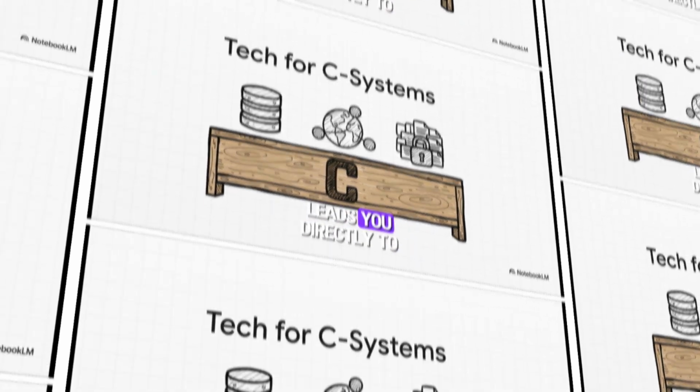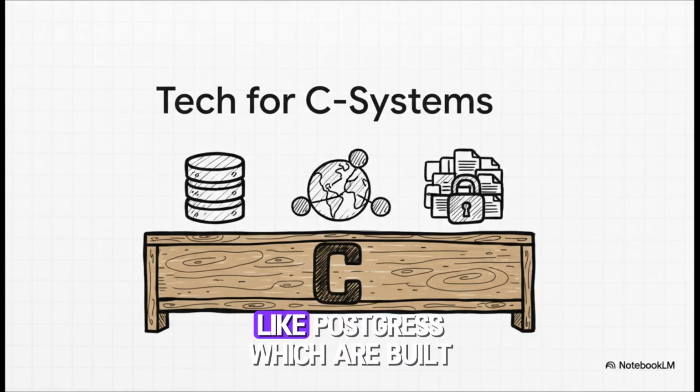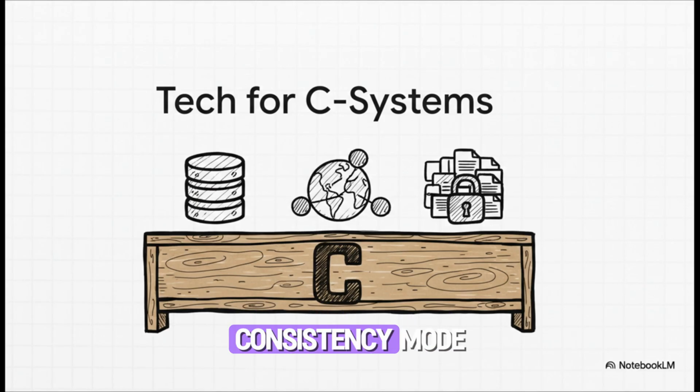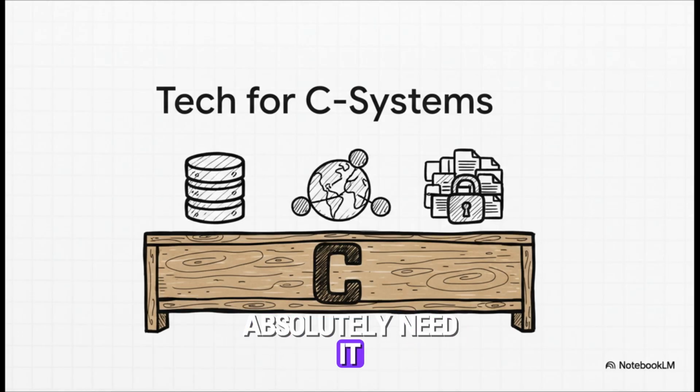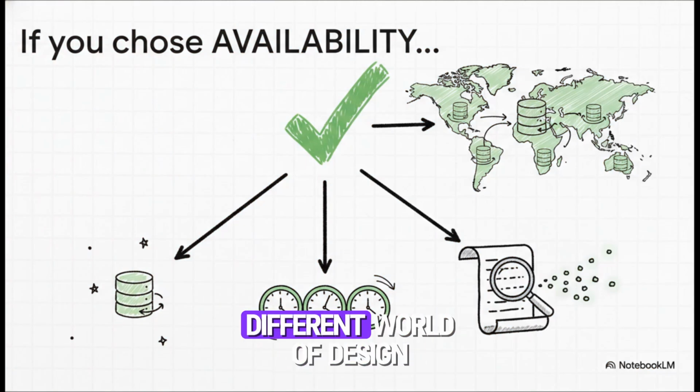And that choice leads you directly to certain technologies. We're talking about traditional SQL databases like Postgres, which are built for this stuff, or modern marvels like Google Spanner. Even some NoSQL databases like DynamoDB have a special strong consistency mode you can turn on when you absolutely need it.